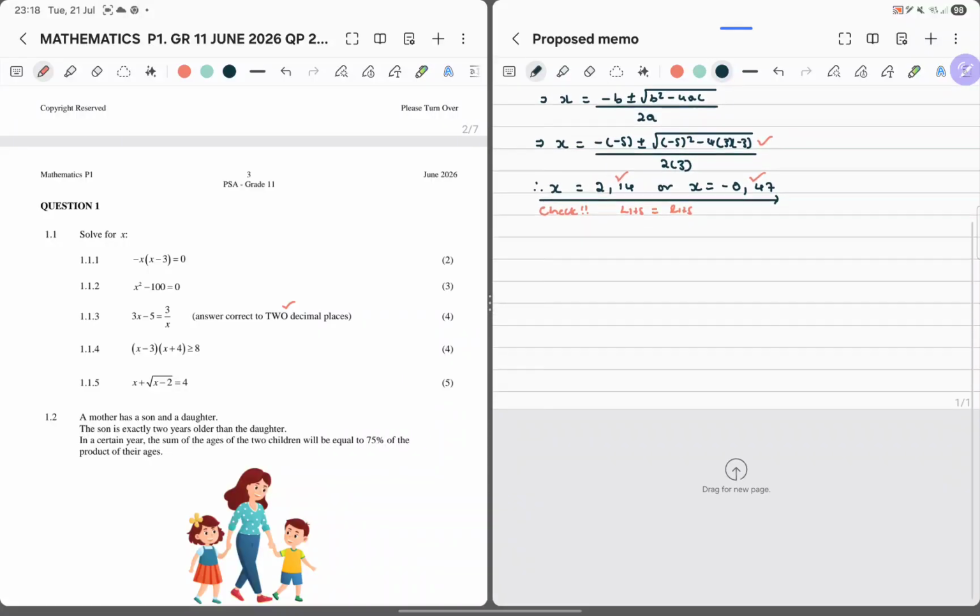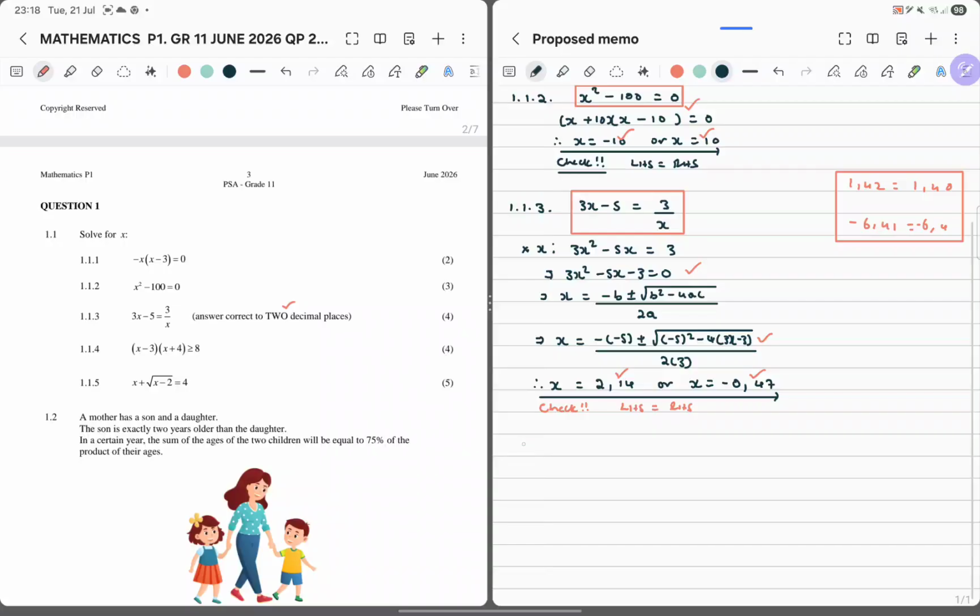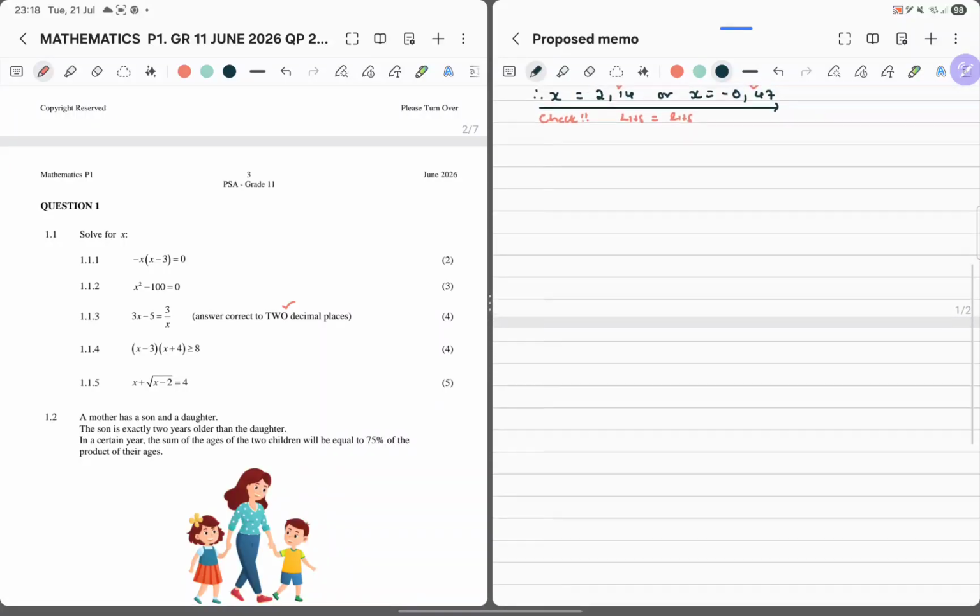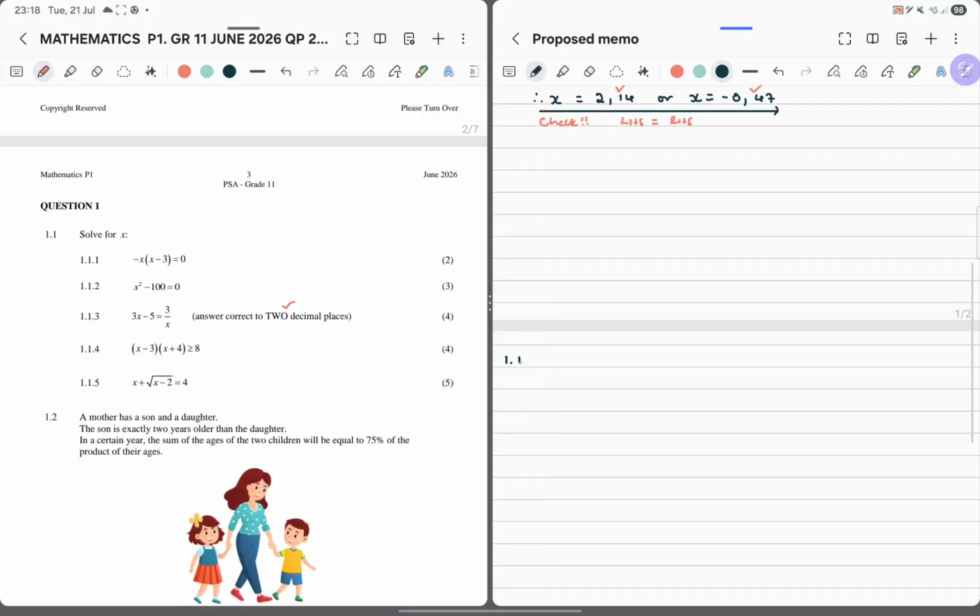Okay, let's get to the next one. Will we do it here? Maybe. Okay, maybe let's do it in the next page. So 1.1.3, excuse me, it cannot be 3 but 4. Right? So this is our quadratic inequality.